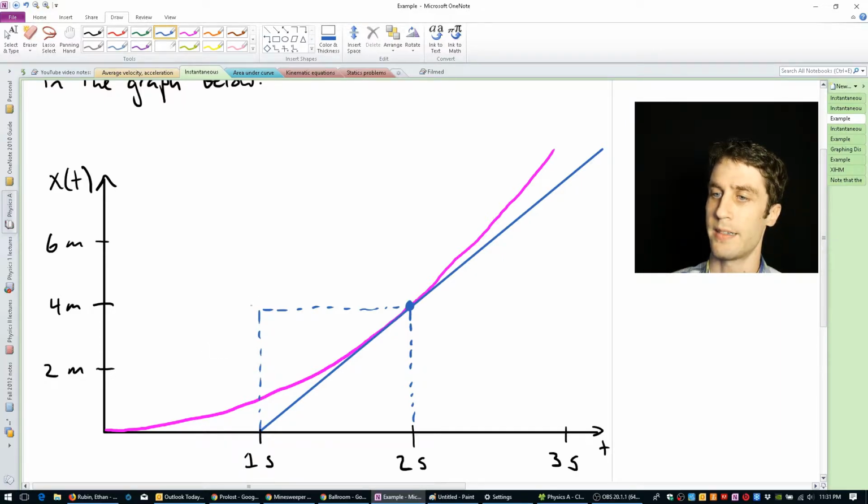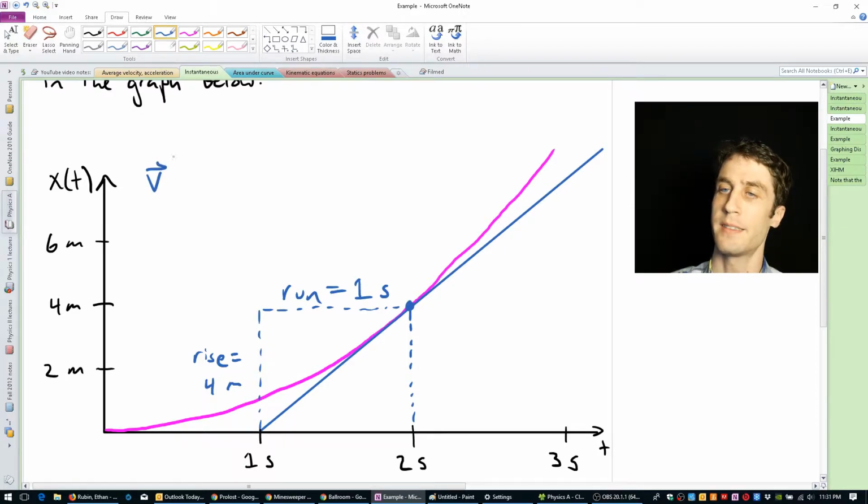The rise is from 0 meters down here to 4 meters up here, and so it's 4 minus 0, and that's 4 meters. And the run is 1 second to 2 seconds, or 2 minus 1, which is 1 second.